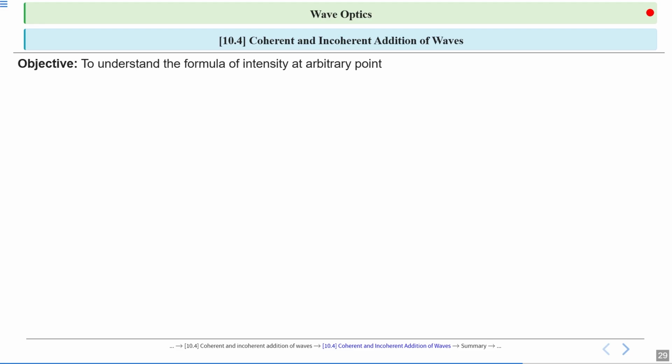Now for destructive interference, I equal to 4 I naught cos square(phi by 2). For destructive interference, the resultant intensity is 0. When will the resultant intensity be 0? When cos square(phi by 2) is equal to 0. If cos square(phi by 2) equals 0, that means phi by 2 is equal to 90 degree, and phi is equal to 180 degree, which means pi.